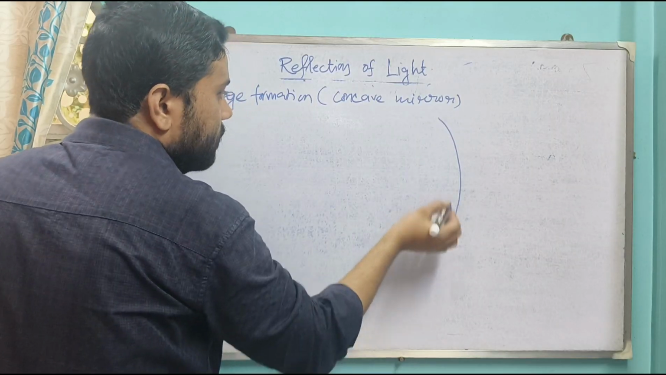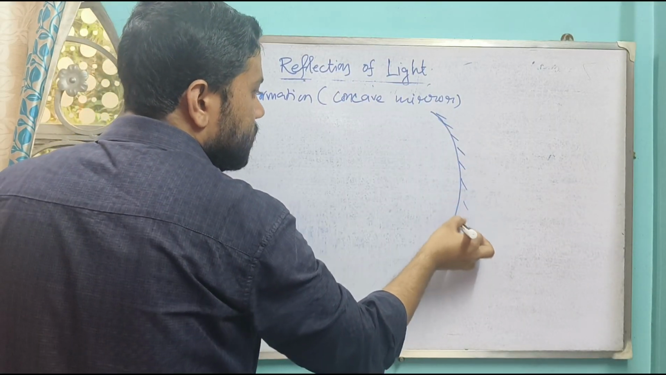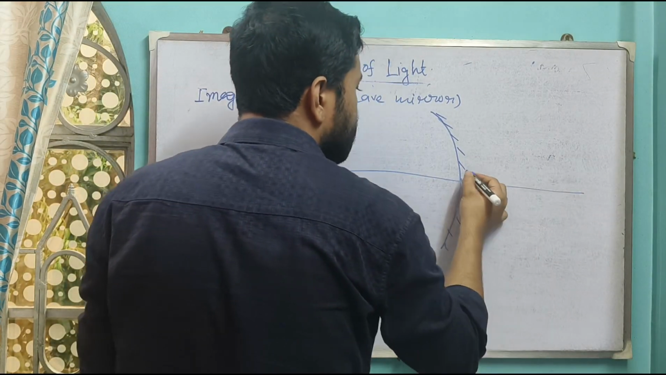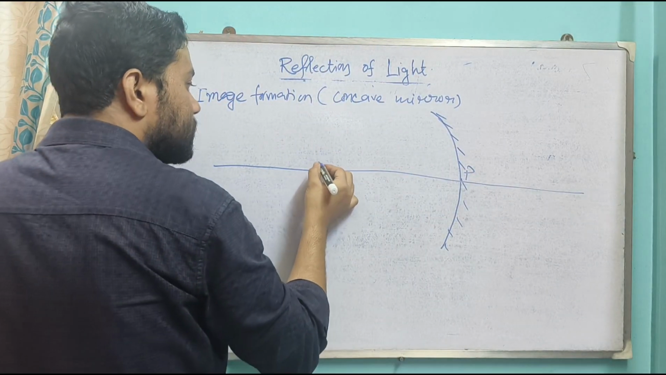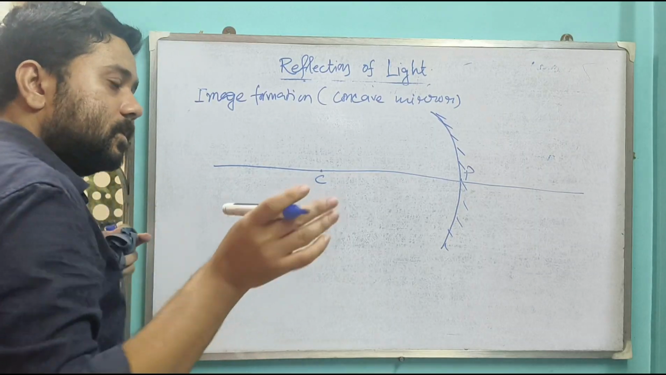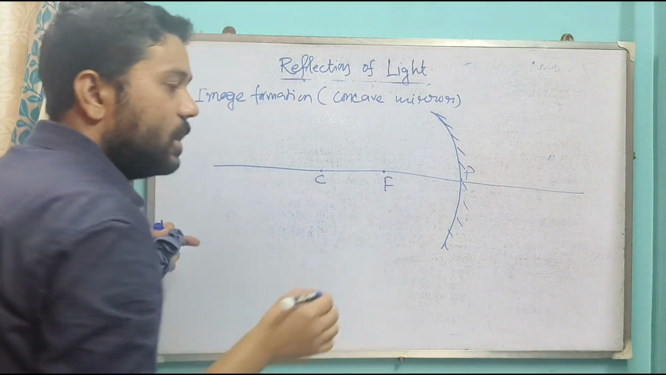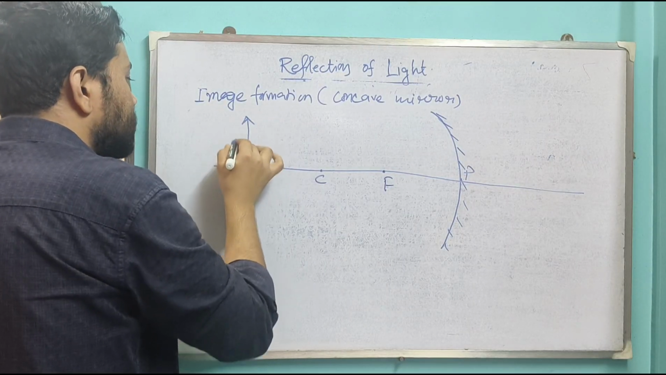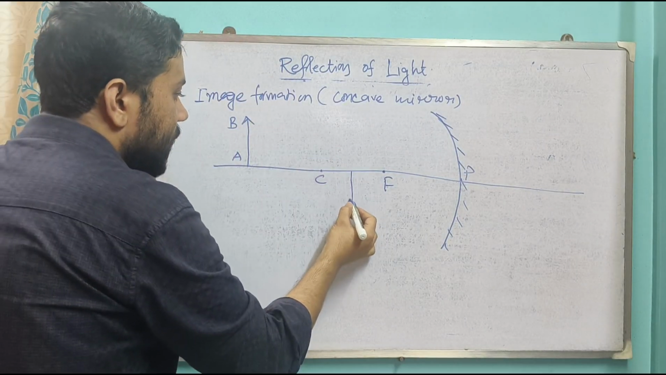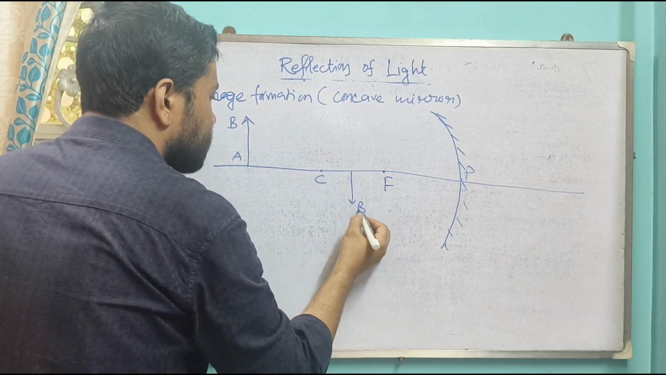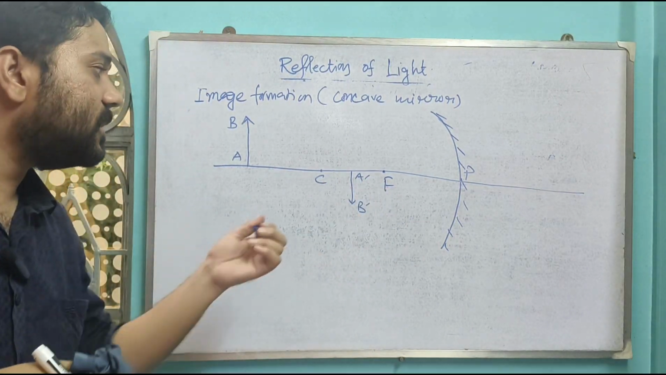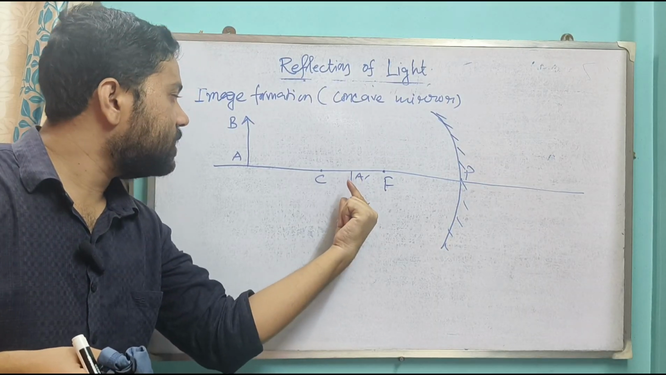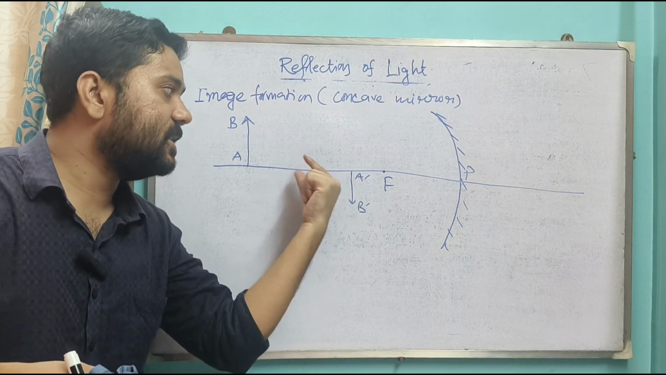First we will draw a concave mirror. Already you know the drawing of concave mirror. So this is a concave mirror, and this is the principal axis. This is the pole, this is the center of curvature, and this is the focus of the concave mirror. Now first we will put the object beyond C, and beyond C to infinity. Suppose the name of the object is AB, so we will get the image between C and F, that is B dash and A dash, and the nature of the image is real, inverted, and diminished, a smaller size image than the object.